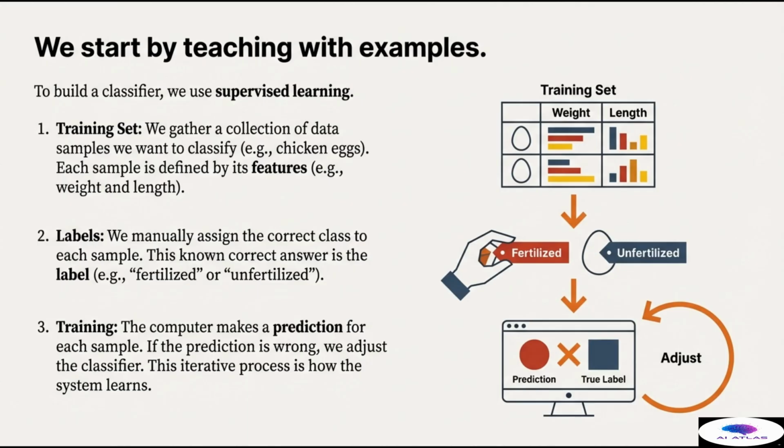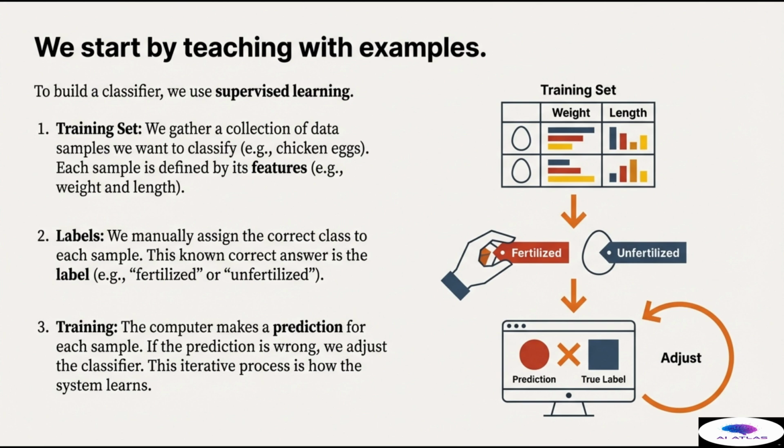To build a machine that can classify data, we typically use what's called supervised learning. This means we supervise the machine's learning process by giving it examples where we already know the correct answer. This process involves three key steps, using the example of classifying chicken eggs as fertilized or unfertilized. First, we establish the training set. This is the collection of data samples we want the machine to learn from. Each sample, in our case, an individual egg, is defined by its features. Features are the measurable attributes, such as the egg's weight and length.